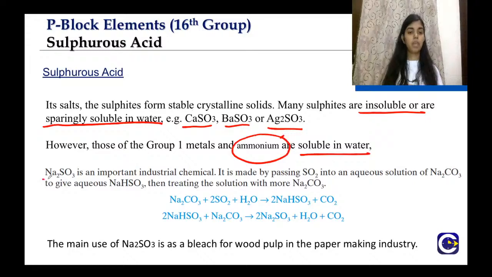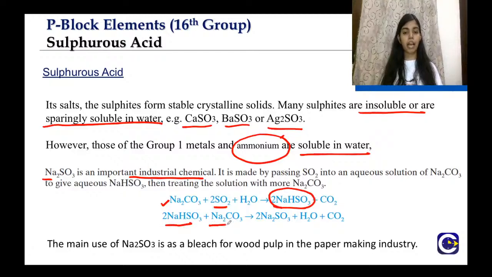Sodium sulfite is an important industrial chemical, right? So let us see how it is formed. Sodium carbonate on reaction with sulfur dioxide will give you sodium bisulfite. Now this sodium hydrogen sulfite, or bisulfite, reacts again with Na2CO3 to form sodium sulfite, that is Na2SO3. This is how sodium sulfite can be prepared.